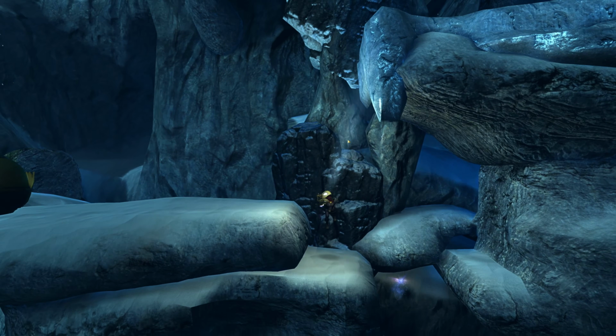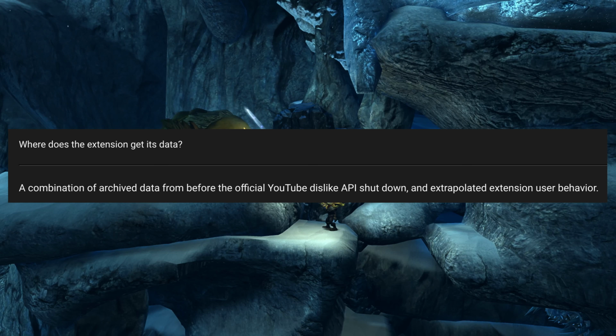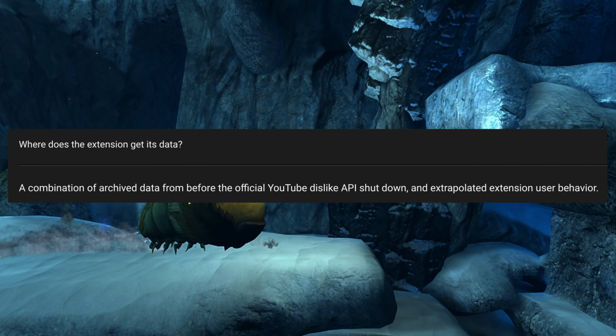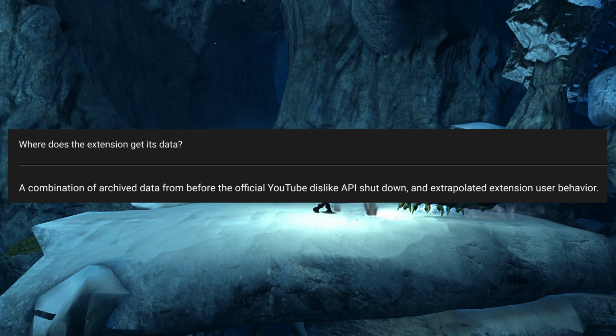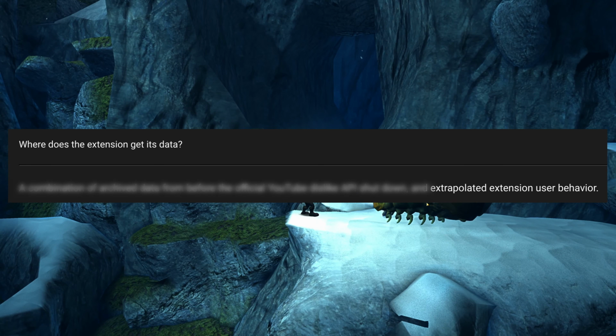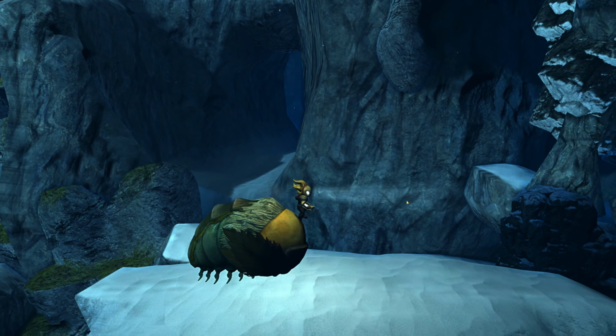How does the extension calculate its dislikes? The FAQ says that it's a combination of archived data from before the official YouTube dislike API shutdown and extrapolated extension user behavior. The archived data part is irrelevant, since we'll be talking about newer videos here, but that answer still leaves us with a lot of questions.